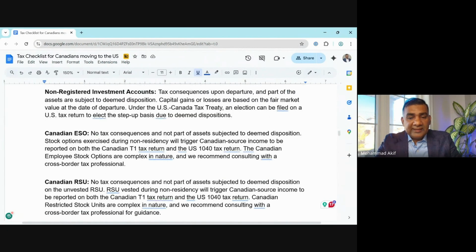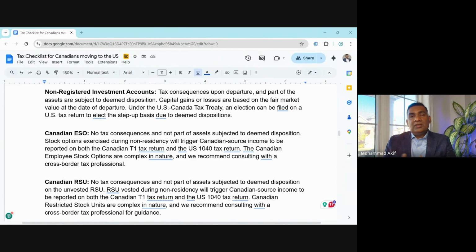non-registered investment accounts. Again, these are one of the accounts that CRA will tax you on once you leave. If you are a non-resident of Canada, technically you cannot operate this account by yourself. You need to be a resident of Canada for these accounts to be operated. So if you're leaving and you still have these accounts, there is a deemed disposition on these accounts. That means Canada will tax you on any gains in this account. So make sure that you liquidate or plan with your advisor to understand what is going to happen with your non-registered accounts, and make sure that you understand the tax consequences, right?